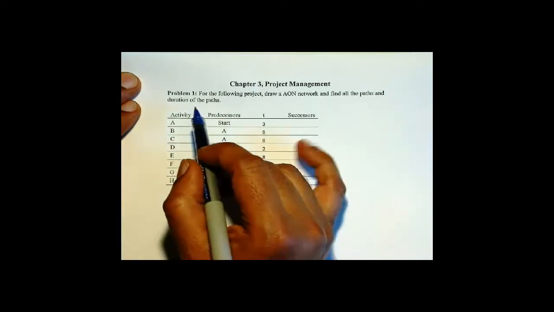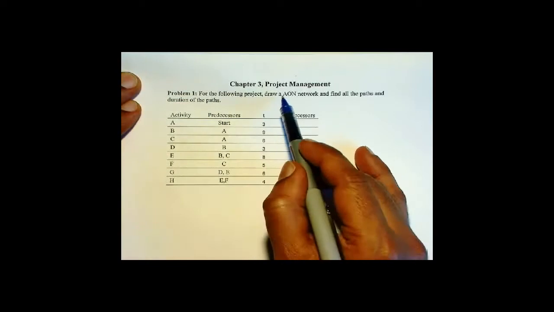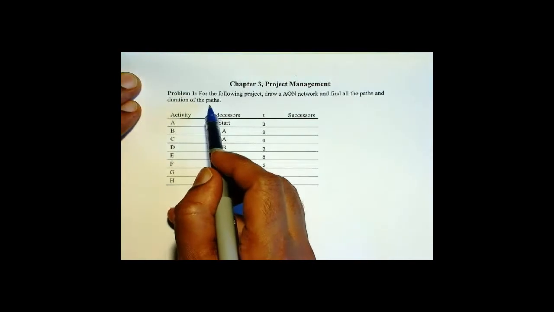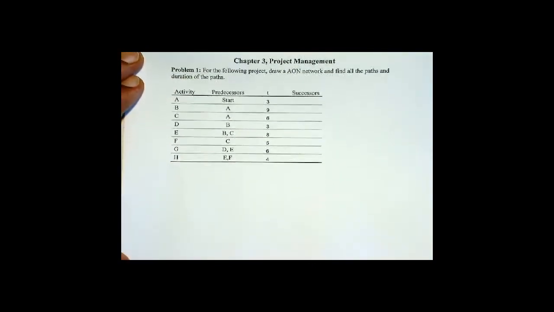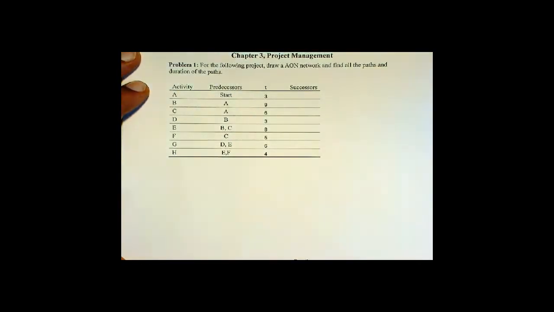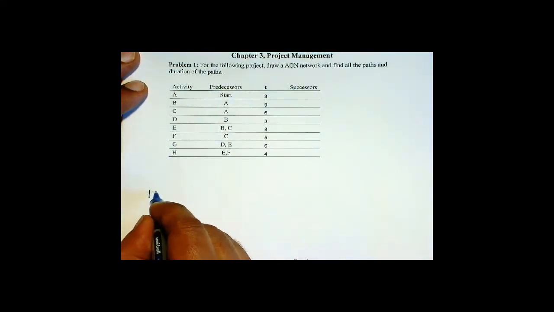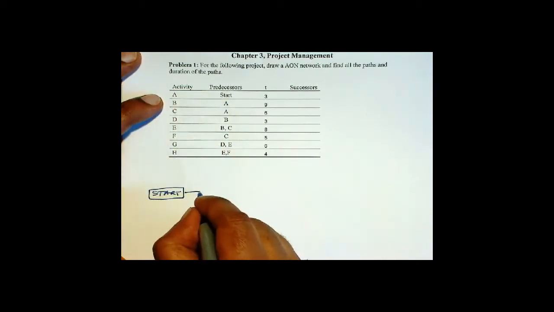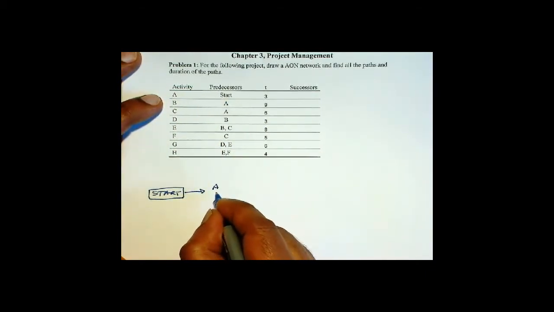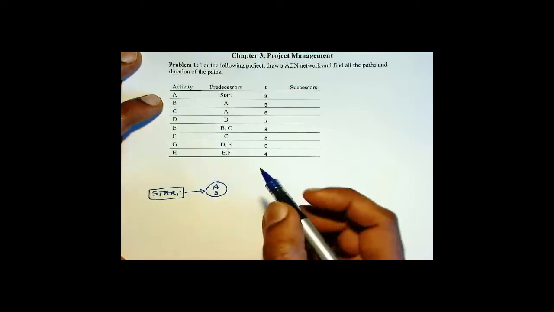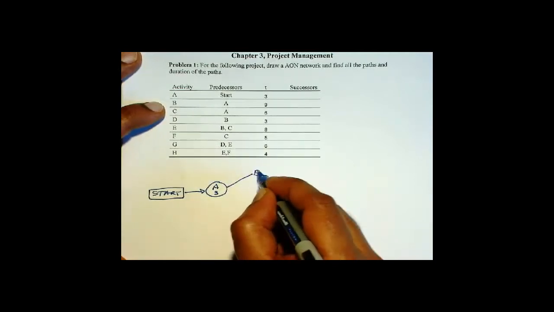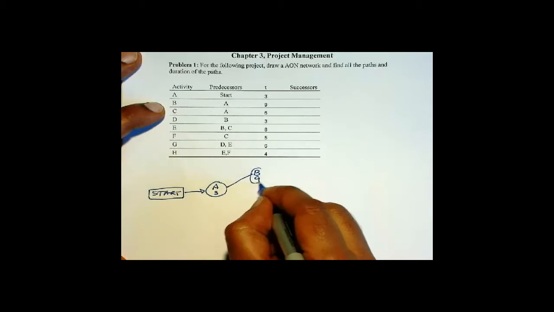So the first problem is for the following project: draw an AON network and find all the paths and duration of the paths. So we start with drawing the network. Okay, we start. And A is the activity with no predecessors, only one. So okay, A, and I'll put the duration right below it. And then we have B and C coming after A. So B, 9 weeks. C is 6 weeks.